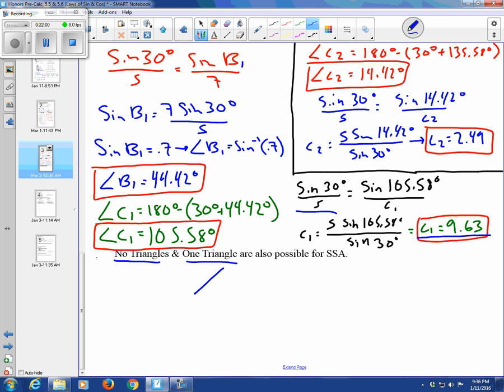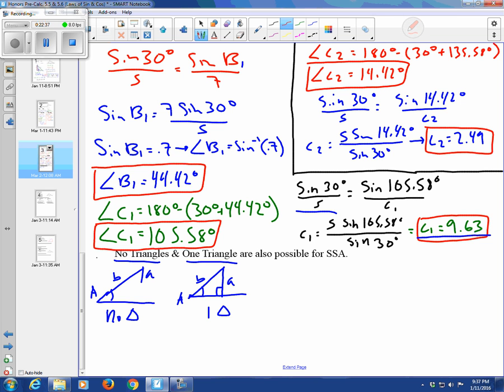If the opposite side A, so right here we've got our side A, and our longer adjacent side B, is just long enough to come down and reach that other side, we're going to get 1 triangle, and it's going to be a right triangle. If that opposite side A is too short, then we're going to get no triangle. So here we'd have our angle A, our side B, and our really short side A, and in this case we would say no triangles. And here's our 1 triangle.